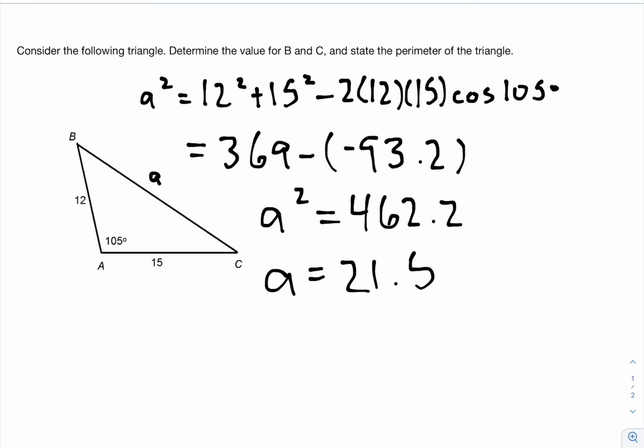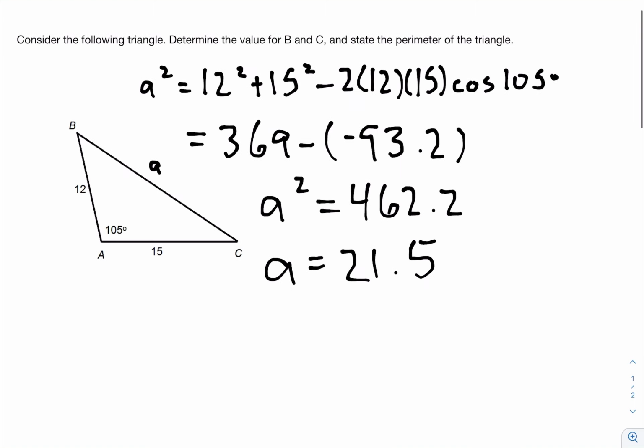And this makes sense, right? Because when we subtract a negative number, we're basically saying that this a is our longest side length. If we were subtracting 93.2, that would mean we're taking 369 and taking numbers away, making it smaller, implying that a isn't larger than 12 or 15. But if a is your longest side, you're going to be subtracting a negative number. Okay, so a is 21.5.